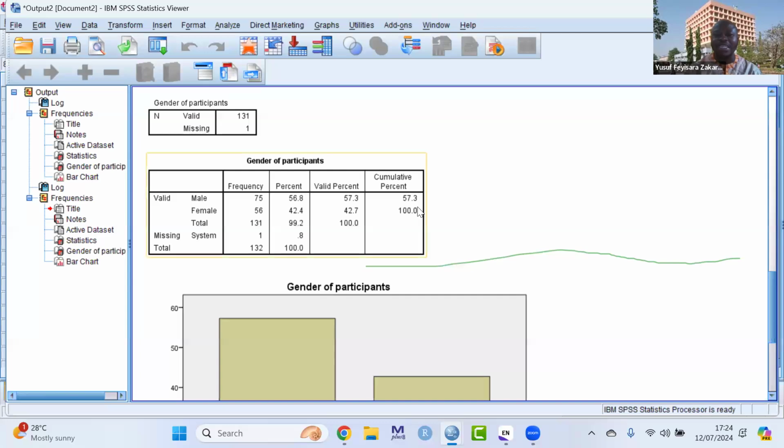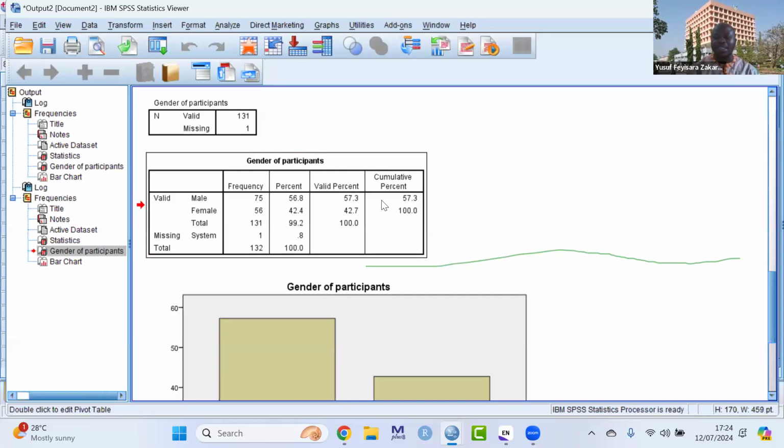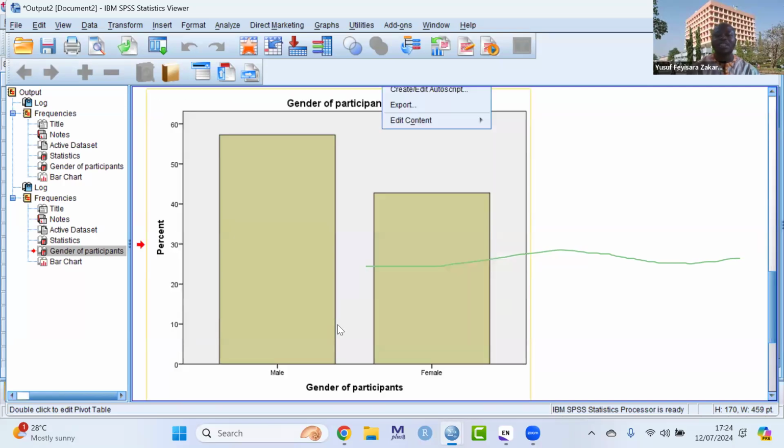All these things, you can copy them to Microsoft Word and put them in your thesis. This table now, you can easily copy this table. Click on it, then right click, then you see copy. By the time you copy from here, you just take it to your Microsoft Word and then you have it in your thesis.